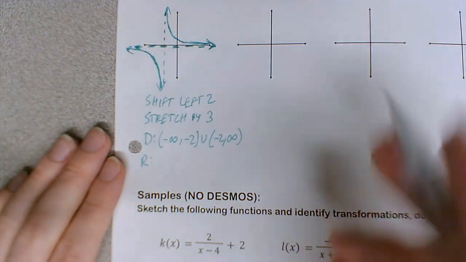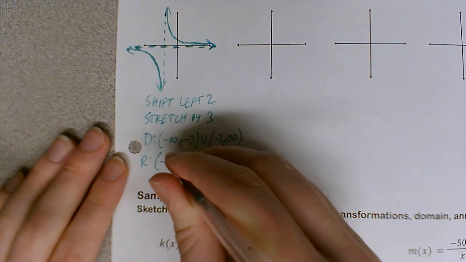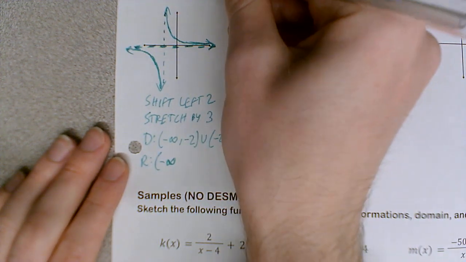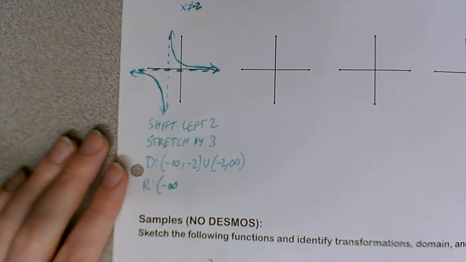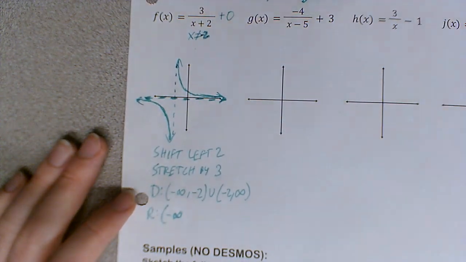Now the range we can do the same way, but this time the y value that we can't include is 0, because that's where the horizontal asymptote is, and the graph cannot touch that y value.